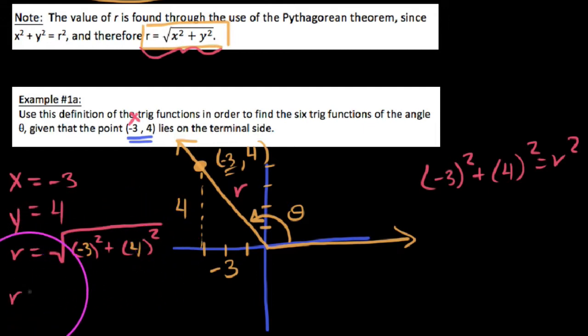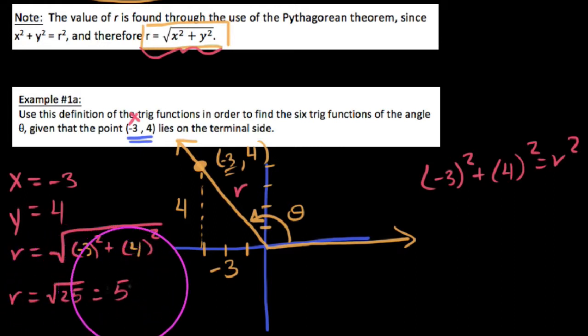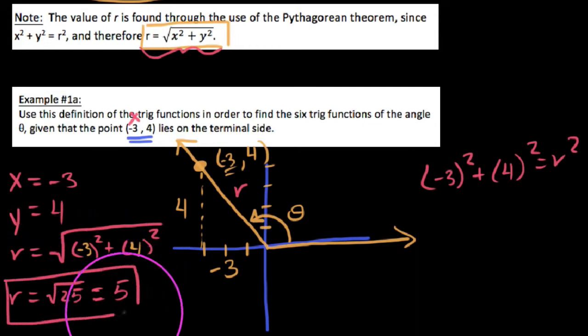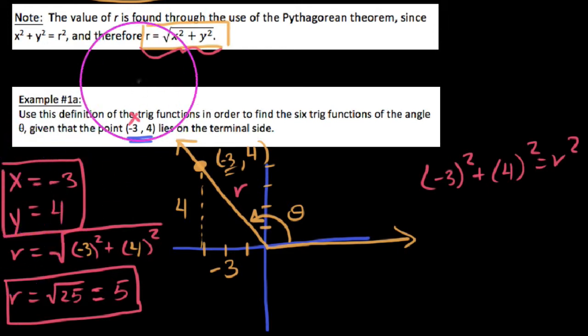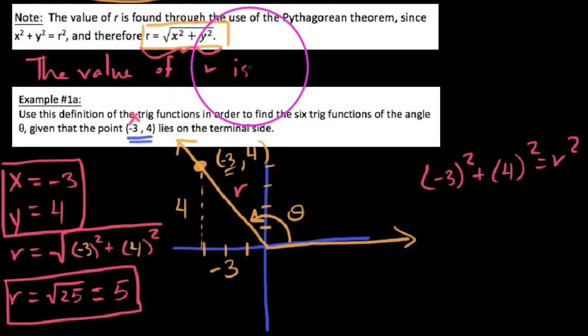So we would get r as being the square root of 9 plus 16, which is the square root of 25. And what I'd like to point out is this. We're going to call this just 5. In the past, if you've taken an algebra class, you know that when you take the square root of a number, you get plus or minus. But for our purposes here, what we're going to write is this. The value of r is always positive.